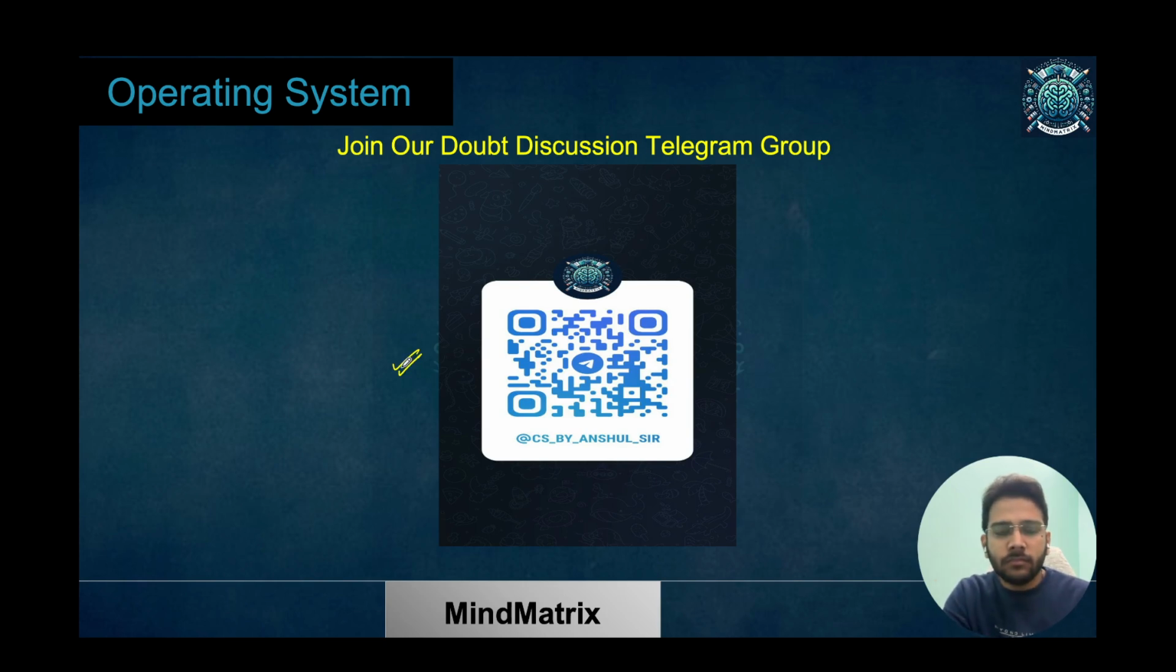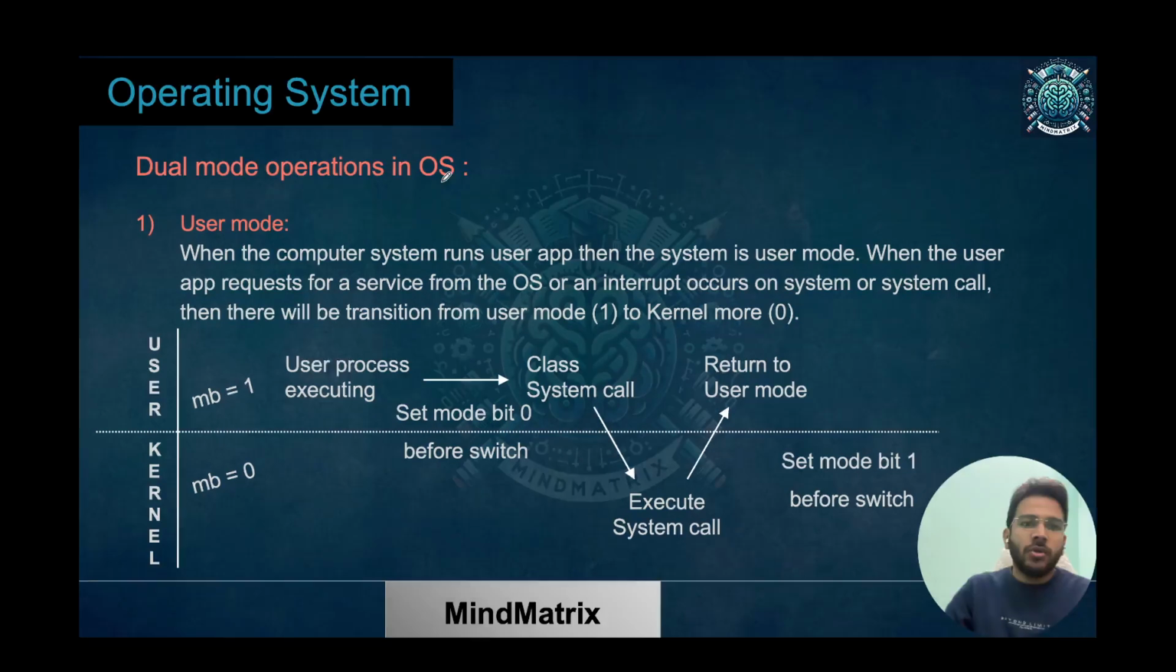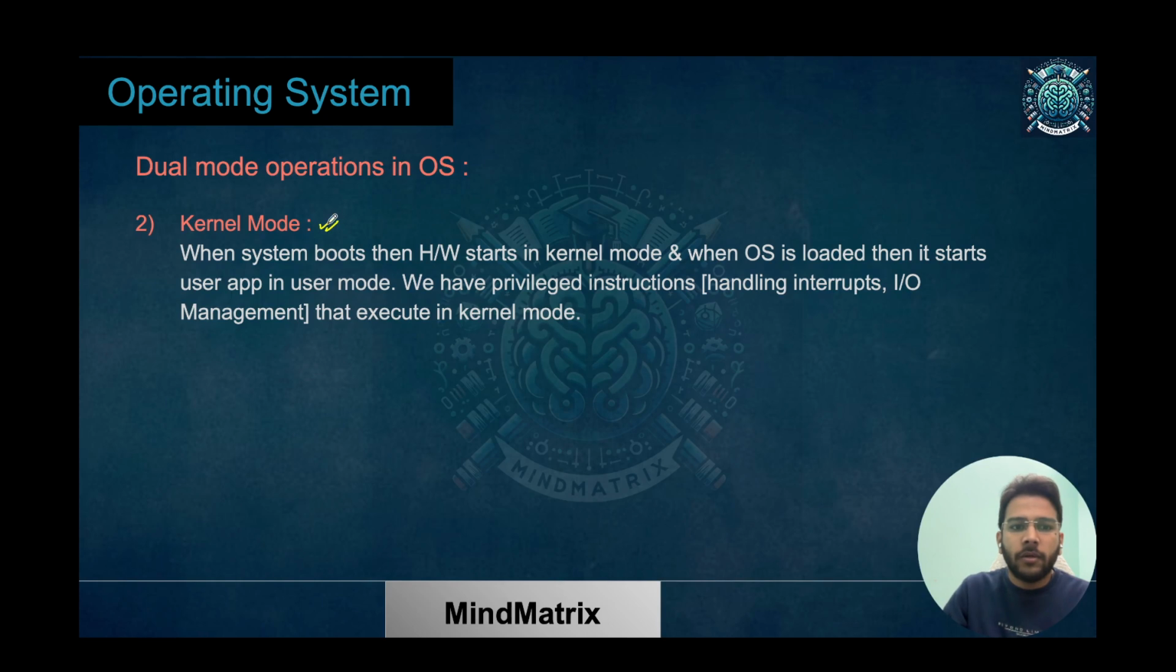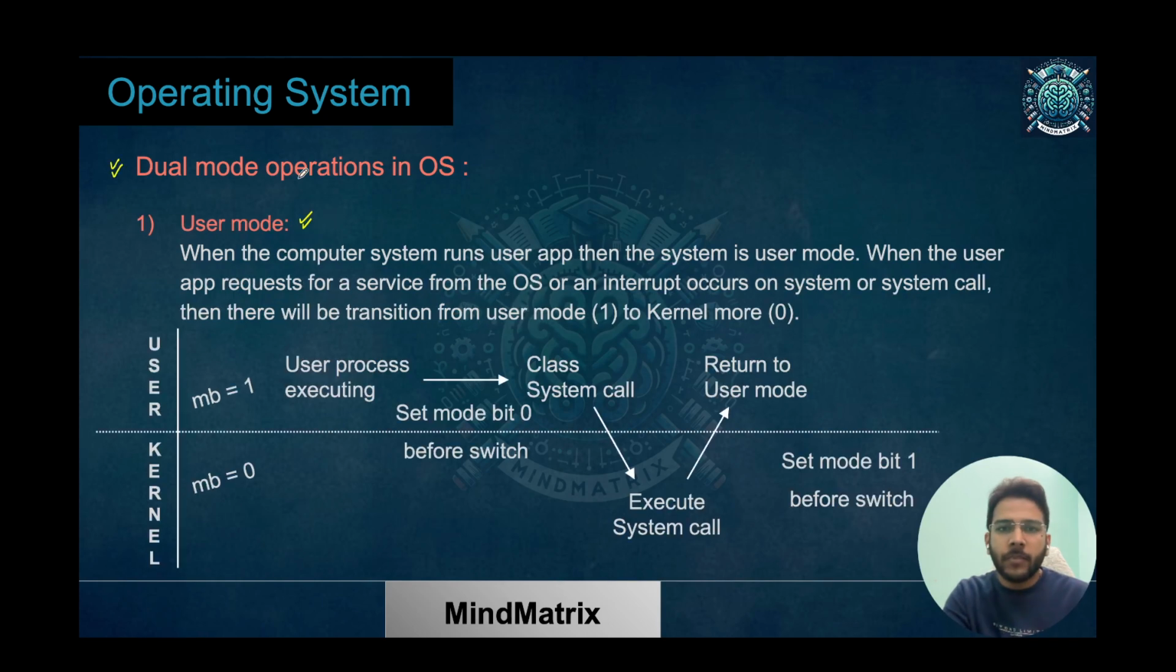So in the previous lectures, we talked about process, right? Now we are going to talk about dual mode of operations in operating system. So we have two modes of operation. One is your user mode and the other one is your kernel mode. So let's talk about it one by one, right?